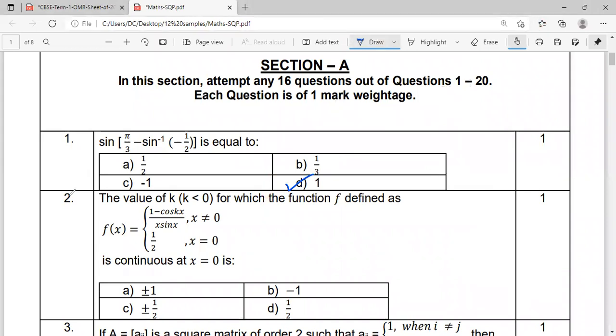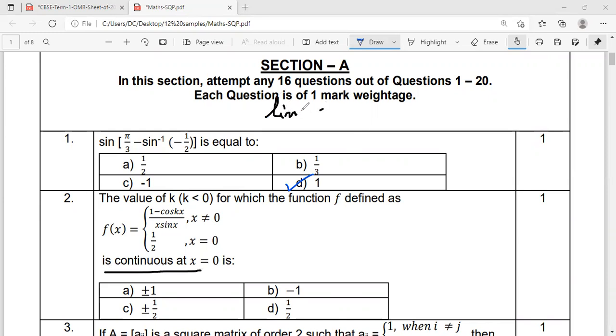Let's see the second one, which is from limits and derivatives. If x is not 0, it is defined by this function. When x is 0, it is equal to half. That means we need to find the limit of this function, and if the limit is equal to half, this will be continuous. They have given it is continuous. So let's find the limit.